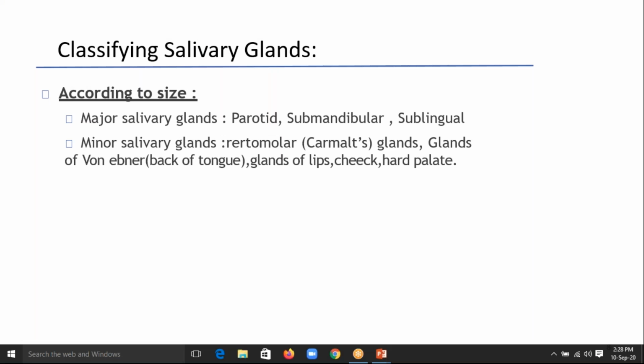Just always remember that the minor salivary glands are the most malignant of the salivary glands. 90% of the minor salivary glands are benign, whereas 90% of the major salivary glands, that is parotid, submandibular, or sublingual, are benign.